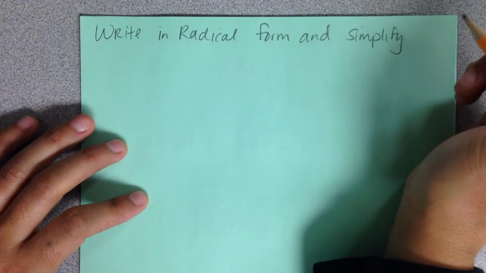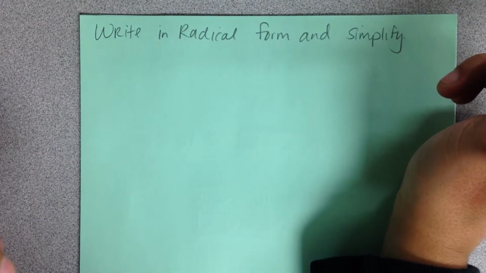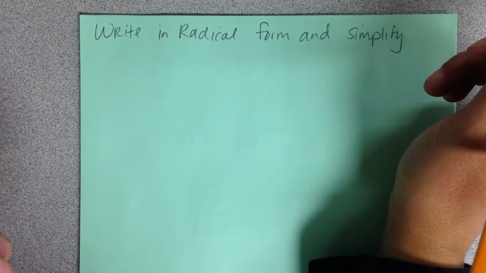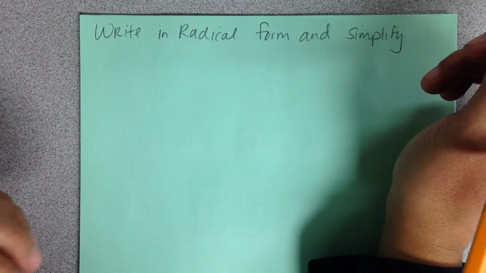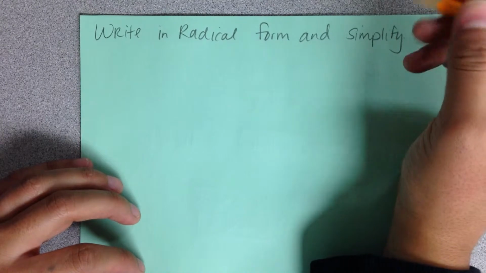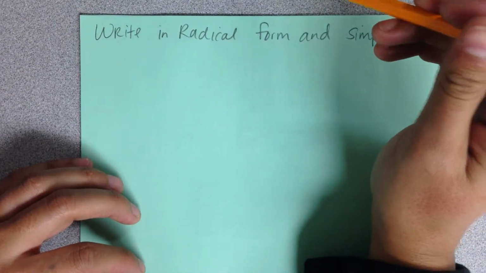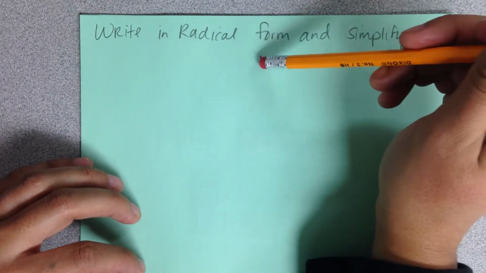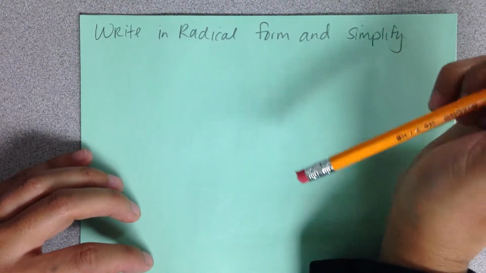I'm going to go over some problems from your review worksheet for your Module 3 retake test. So just to help you kind of solve a few problems, this video will cover taking a number in exponential form, changing it to radical form so that you can simplify.